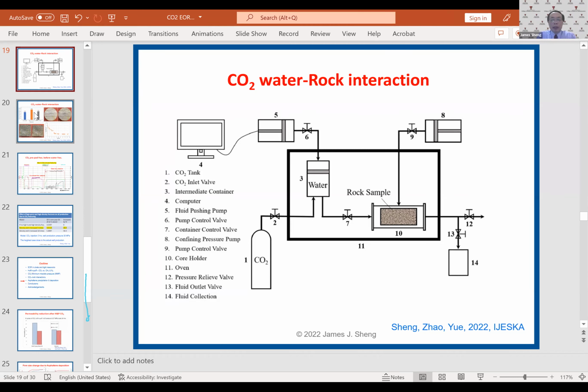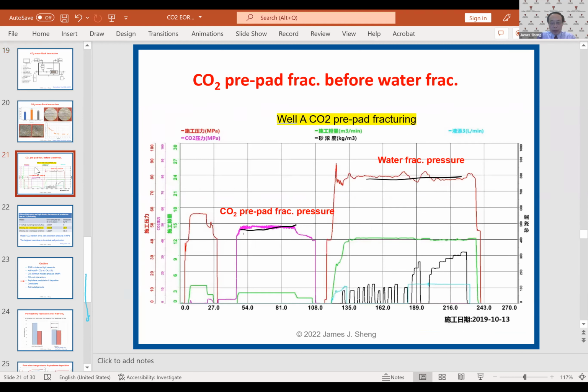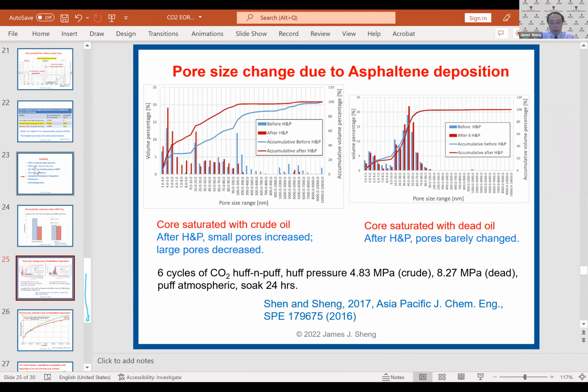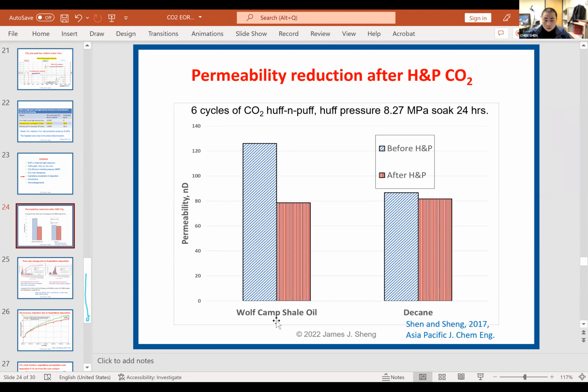Okay, first I have to clarify your question. The experiment here was done for light oil. They may not have been aware of which oil we used in today's presentation. It's Wolfcamp oil, in Eagle Ford, Texas, and it belongs to light oil. Yes, it's light oil.